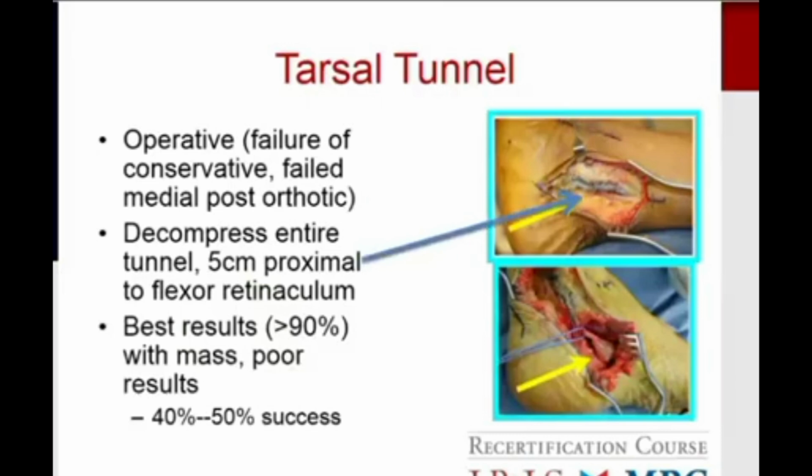We want to make sure that we release the entire tarsal tunnel, all the way down the first branch of the lateral plantar nerve. And in fact, the best results are seen in those that have a mass. If you have a schwannoma or a neurolemoma, you have a greater than 90% success rate with tarsal tunnel surgery. If there's nothing in there except for engorged veins, the success rate drops to about 50%, and you must counsel your patient on that before you begin the operation.